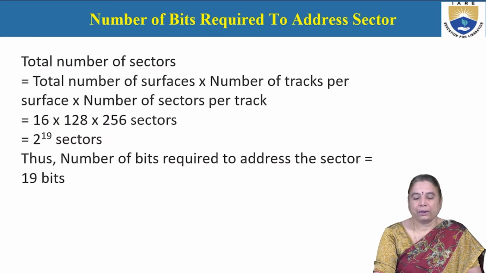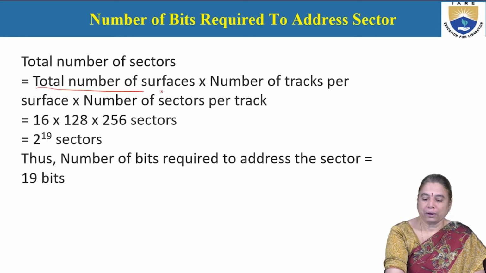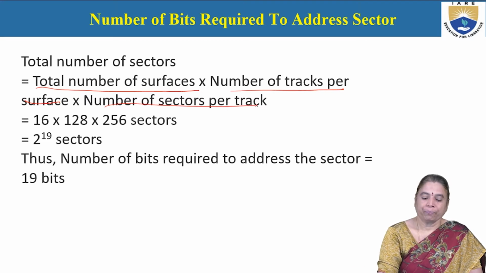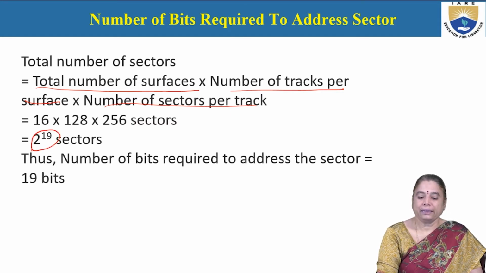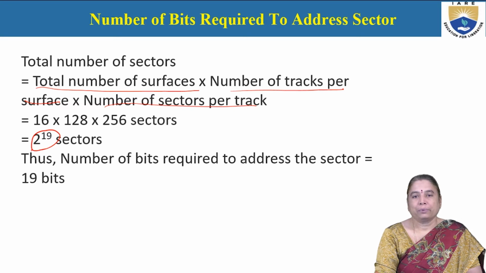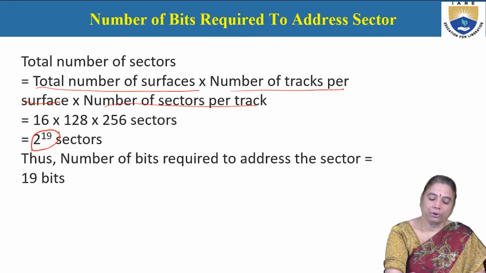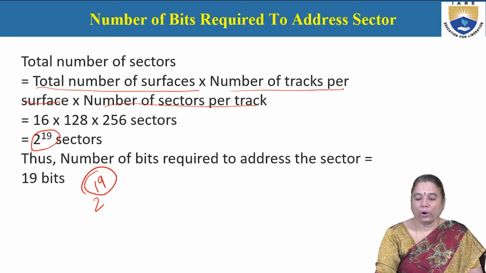Next problem statement is the number of bits required to address the sector. Total number of sectors is equal to total number of surfaces multiplied by number of tracks per surface multiplied by number of sectors per track. So, 16 into 128 into 256, which is equivalent to 2 power 19 sectors. So 2 power 19 is used to map the address space. Here we require 19 address lines in order to point to an address of a sector.